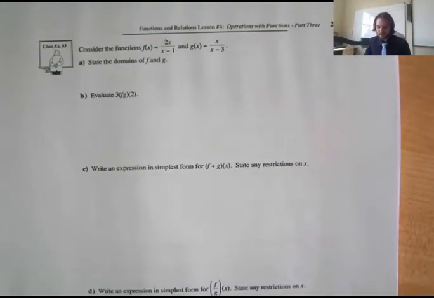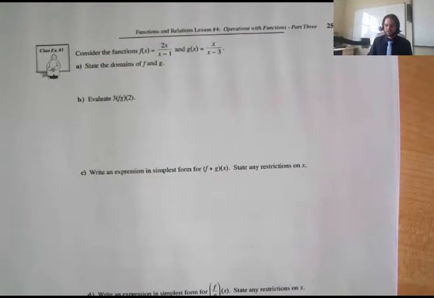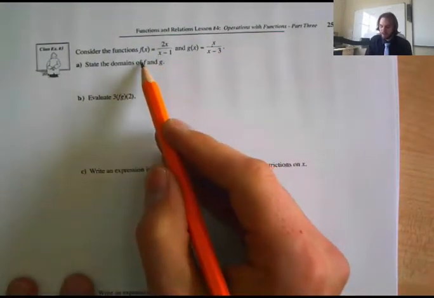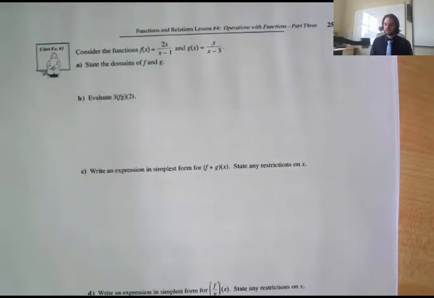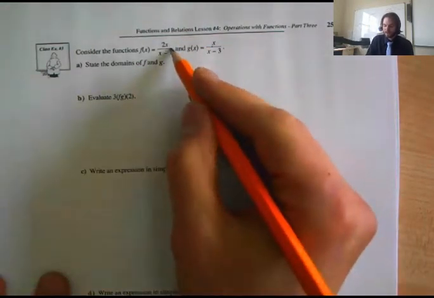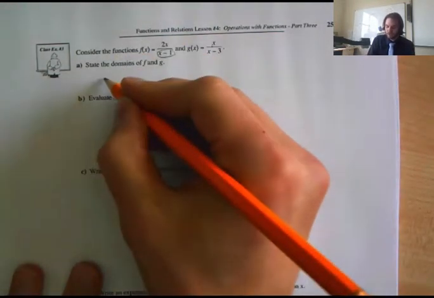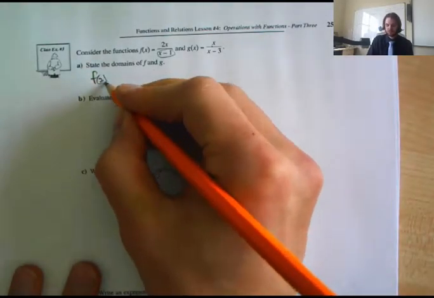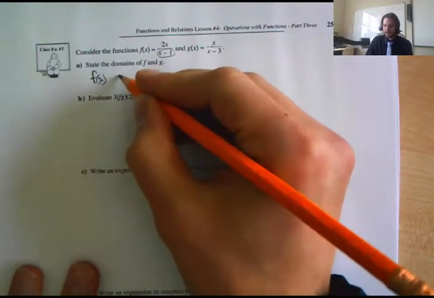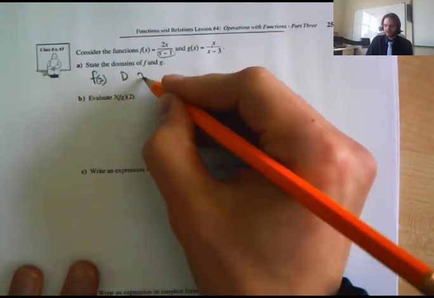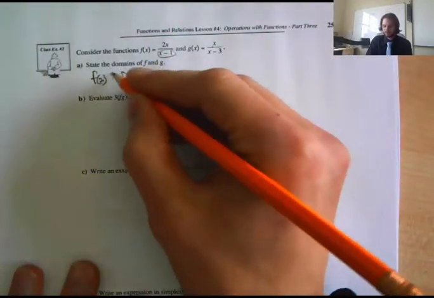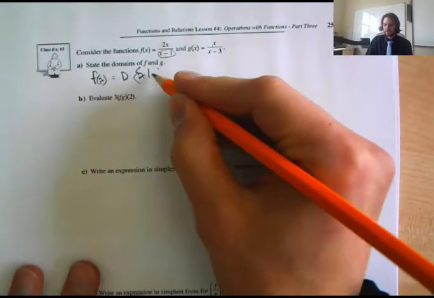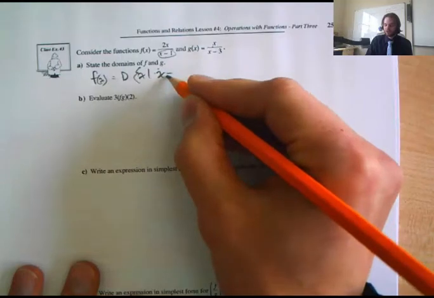So here we go. Let's take a look now at example number 3. Consider the functions of these. All right? State the domain of f and g. Well, what is my domain of f? Well, for f of x, my domain is x can be an element of all real numbers, where x cannot equal 1.